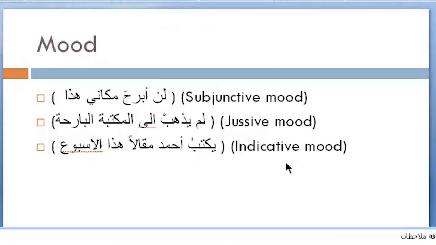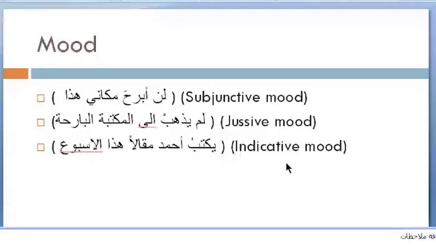So لن in Arabic does some functions. يعني تعطيك بعض الوظائف. First, it negates the sentence. هذا الأمر الأول. Second, it changes the mood. غيرت لنا المود from the indicative into the subjunctive. يعني تغيرت حال الفعل من الرفع إلى النصب.